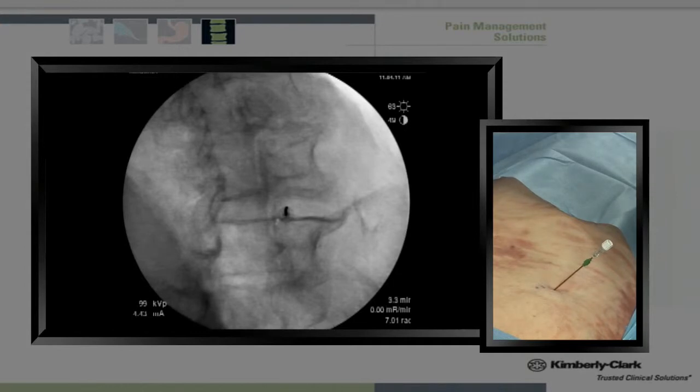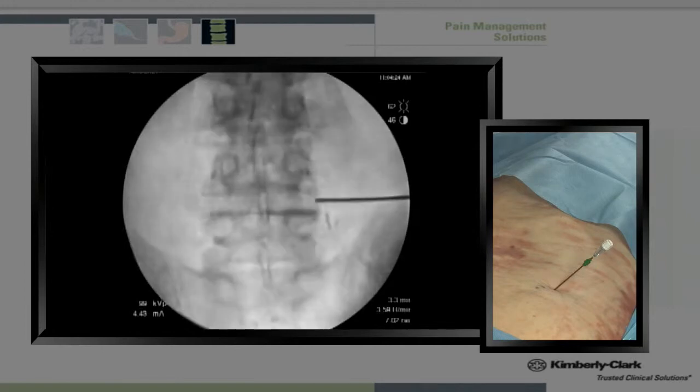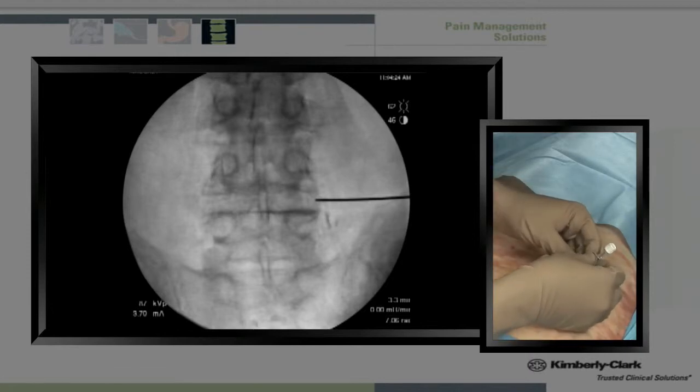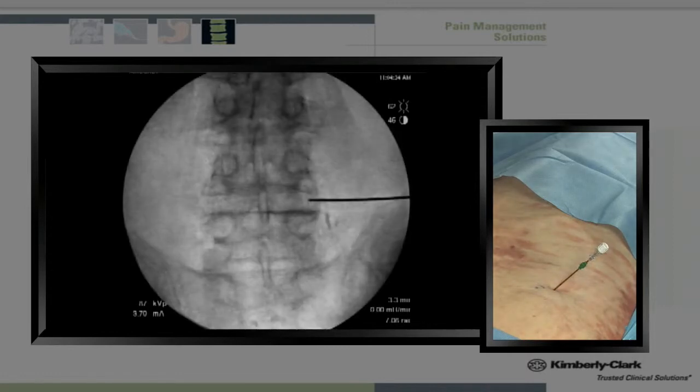Typically, once you've entered the disc, a slightly different consistency is noted. Once I feel that I'm in the annulus of the disc, I obtain an AP view. And here you can see that I've entered just the outskirts of the annulus fibrosus. Under AP view, I typically advance somewhat further into the disc. And at this point, I would obtain a lateral view.